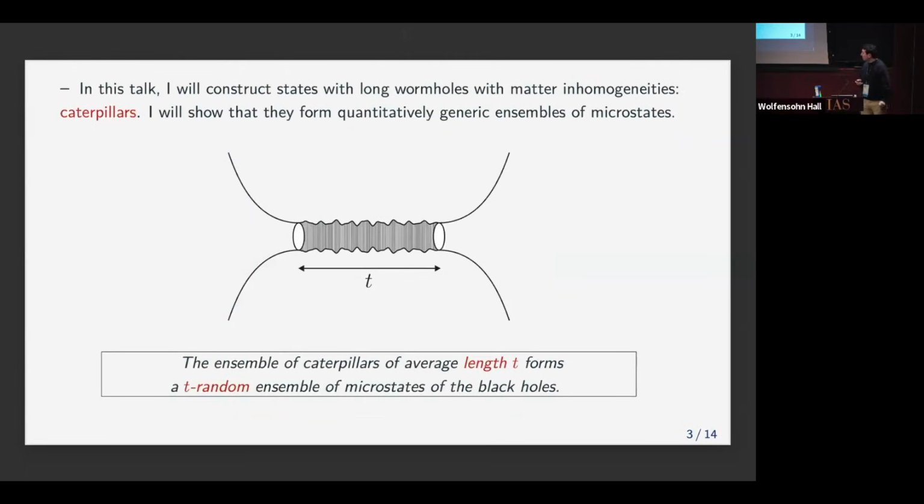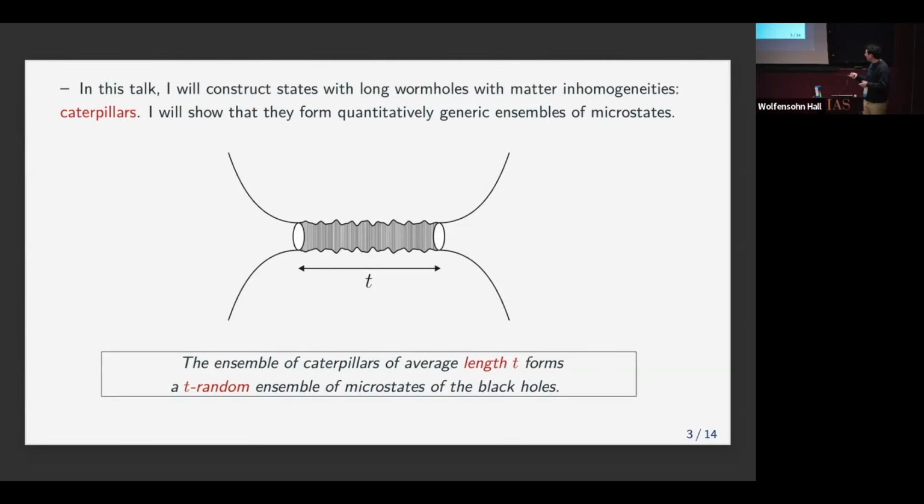So in this talk, I will construct states of two black holes with long wormholes and with a large number of matter inhomogeneities supporting these wormholes. So I will refer to these wormholes as caterpillars for obvious reasons. And the goal of the talk will be to show that the ensemble of caterpillars forms a quantitatively generic ensemble of microstates of the black hole.